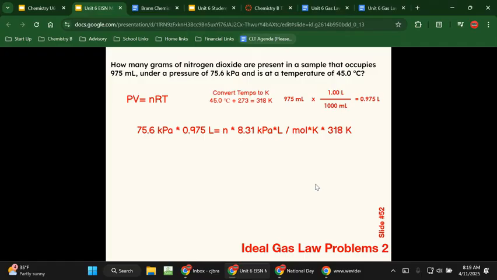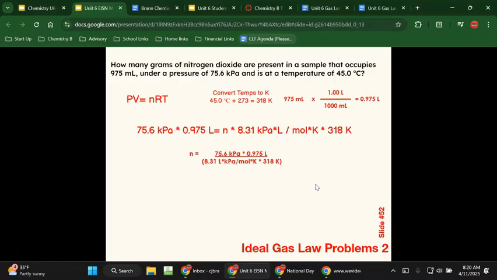Divided by the 8.31 and also the temperature. So when we do that, ladies and gentlemen, we get n is equal to 75.6 kPa on top times 9.975 liters over 8.31 liters times kPa over mole times Kelvin times 318 Kelvin. Guess what? Two numbers on the bottom. What do you got to do when you divide? Put them in parentheses, ladies and gentlemen.